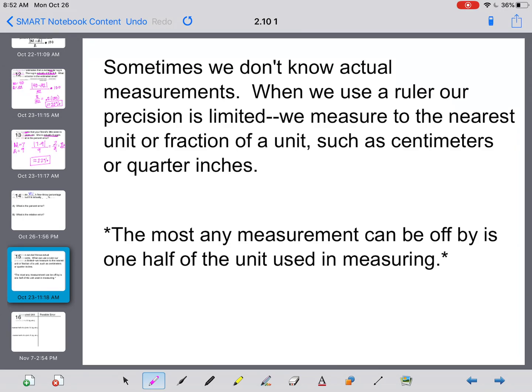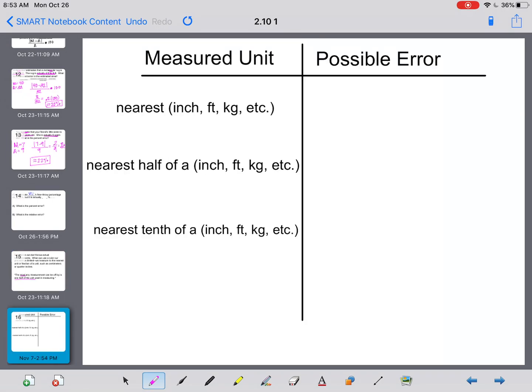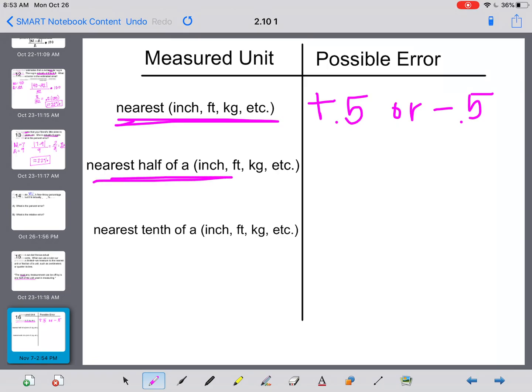Sometimes we don't know the actual measurements, like when we use a ruler, we're limited on how perfect we can be. So we measure to the nearest unit or part of a unit, like centimeters or quarter inches. You're allowed to be off by a little bit, but the most that you're allowed to be off is half of whatever unit you're using. For example, if you're rounding to the nearest whole amount, that means you get a half. So you can be higher by half, or you could be lower by a half.